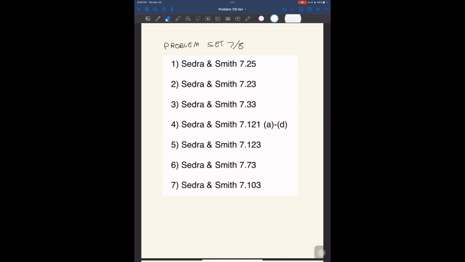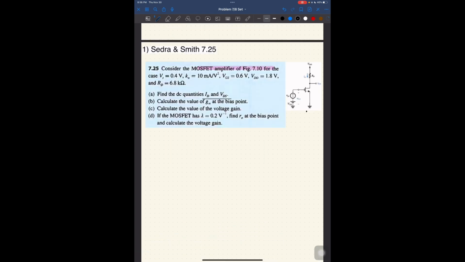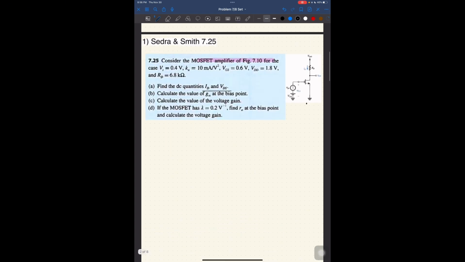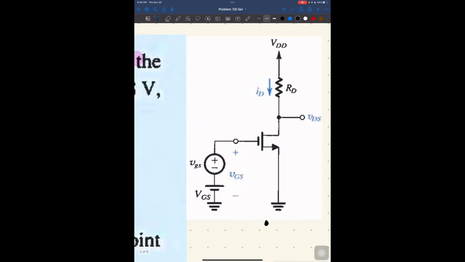Today we're going to be solving, in the next playlist, this set of questions, for no particular reason at all. Let's get to it. Okay, so we are told to consider the MOSFET amplifier in figure 7.10 for the case, and then I'm given all of the numbers that I could need.